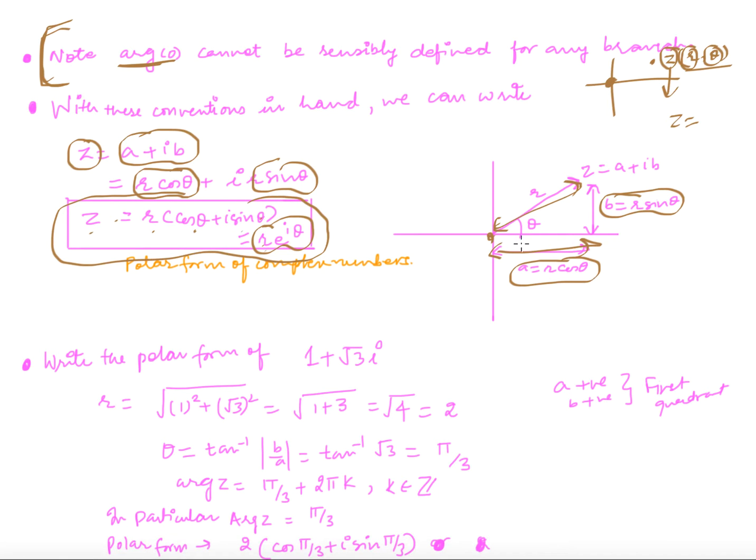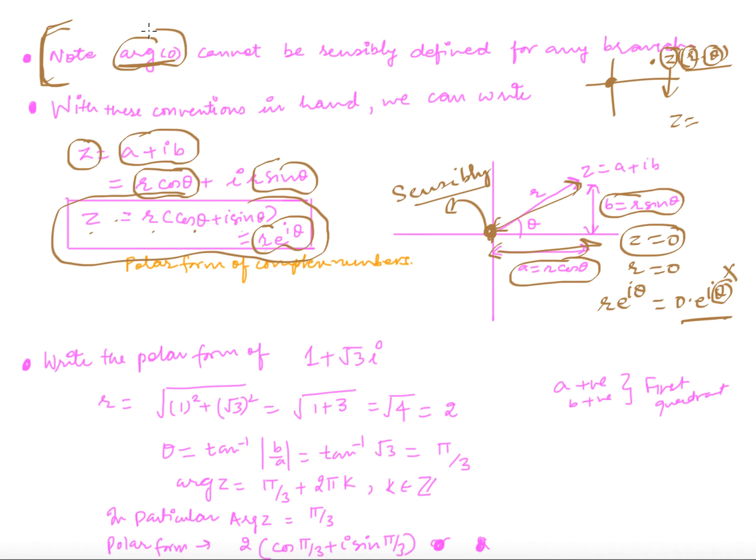And when you have z equal to 0, this is the point you are representing. Your r is 0. So your polar form r e raised to power iota theta is 0 into e raised to power iota theta. So we actually don't need theta, right? And also we cannot sensibly define what this will be for any branch. So we don't define argument of 0, right? And actually we don't need that, right?